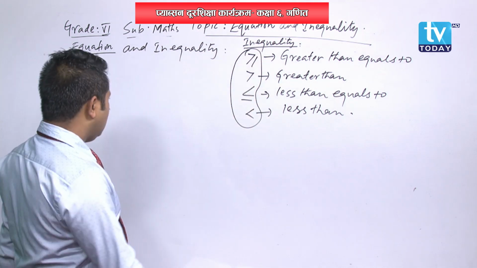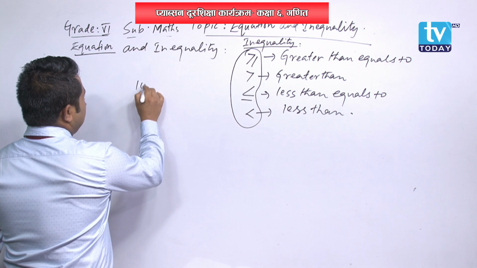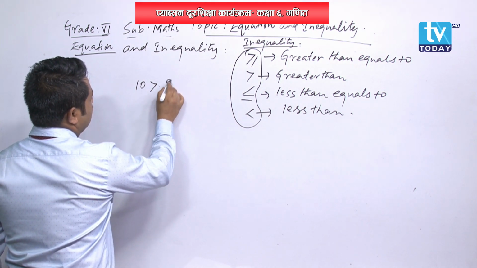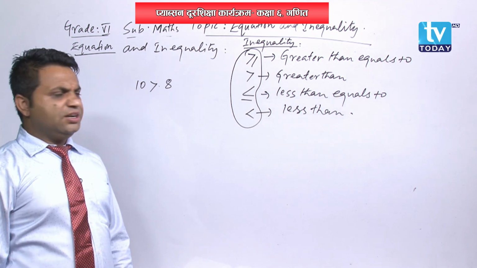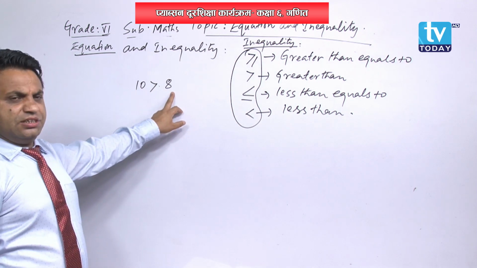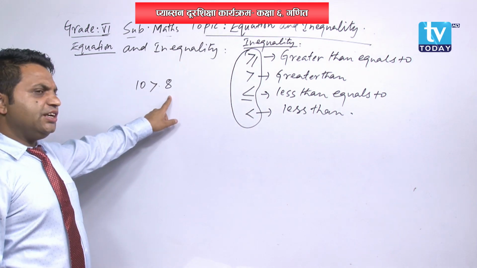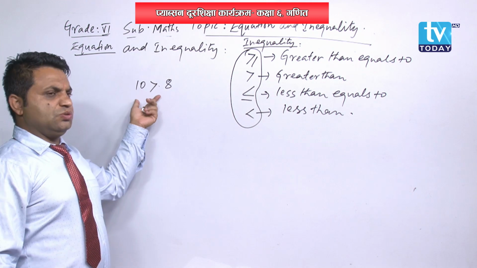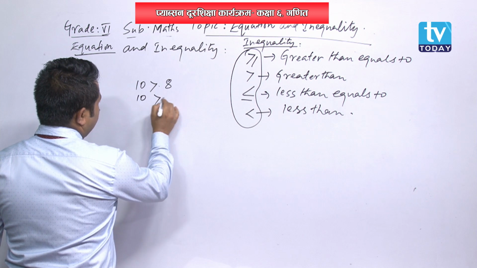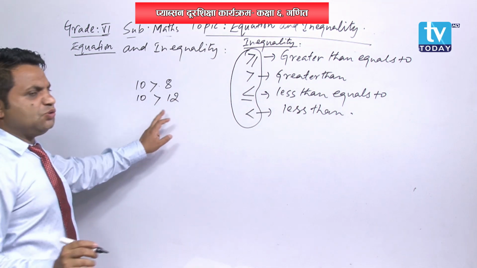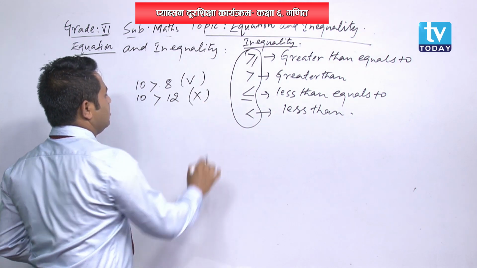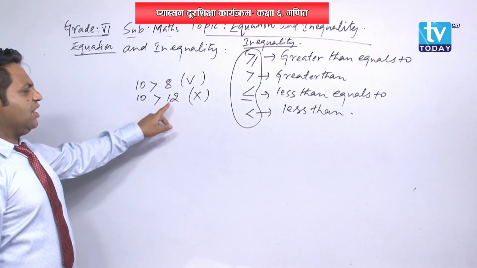Now see here, 10 is greater than 8. Is this true or false? Please check here. 10 is greater than 8. So this is true. Suppose I write 10 is greater than 12. This is false, which cannot be true because 10 cannot be greater than 12.